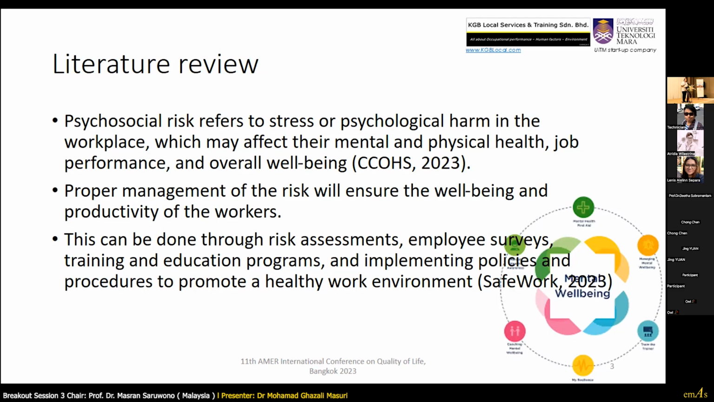Proper management is very important, but the most important thing in the process of managing psychosocial risk is to identify the root cause or to measure the risk itself. So this is where the studies embark, and we work together with the Department of Occupational Safety and Health in Malaysia. According to the literature, the first step is to identify the risk, and later on we can develop proper education or management of the psychosocial risk. All the policies and interventions should be based on the initial findings or on the assessment that we want to develop.